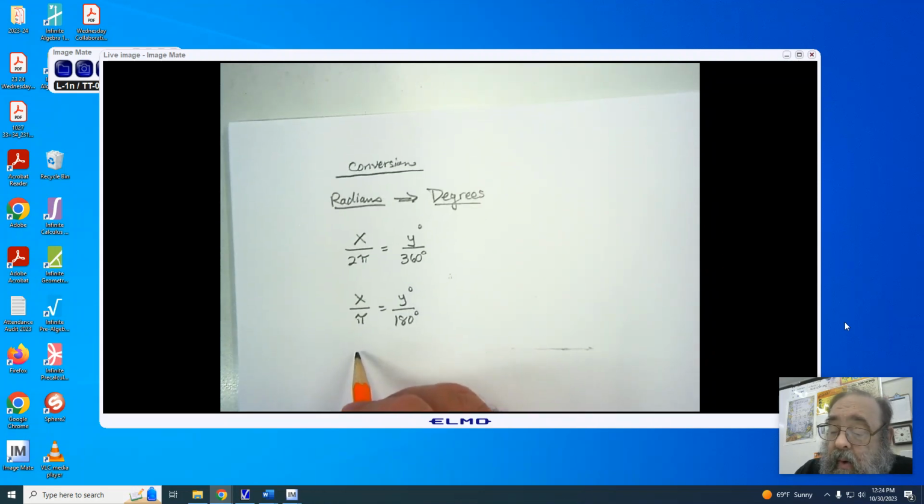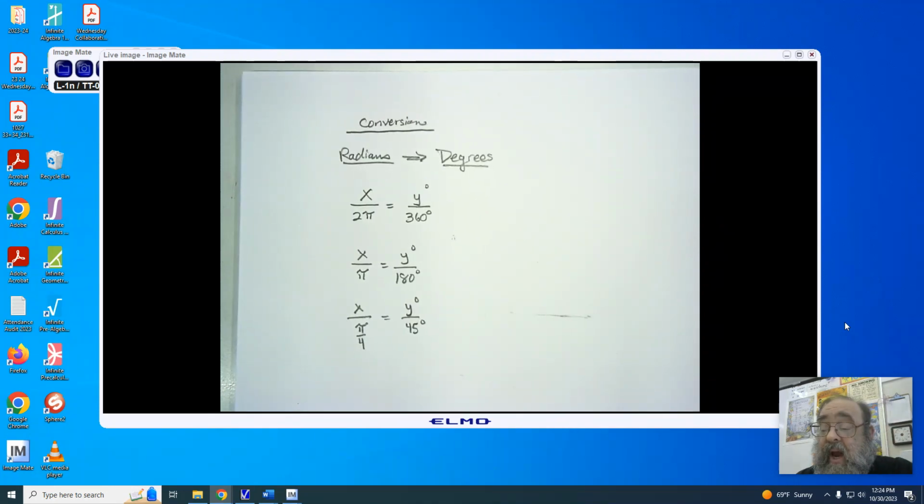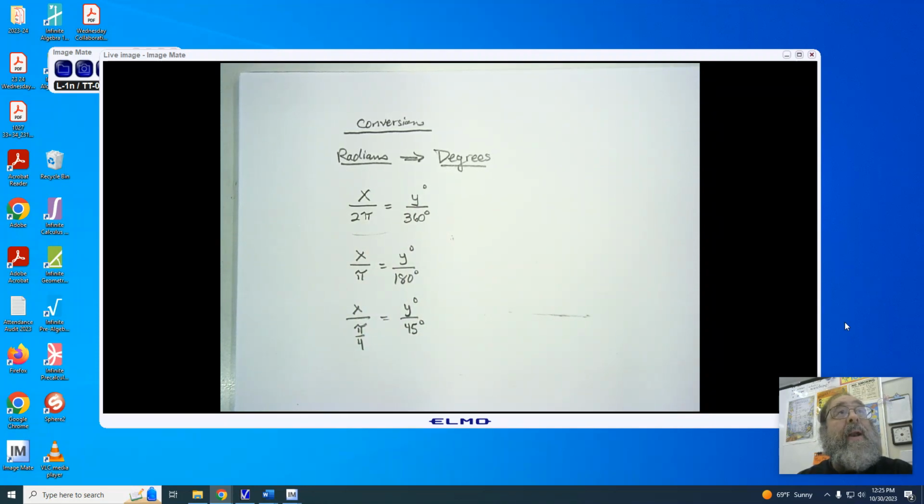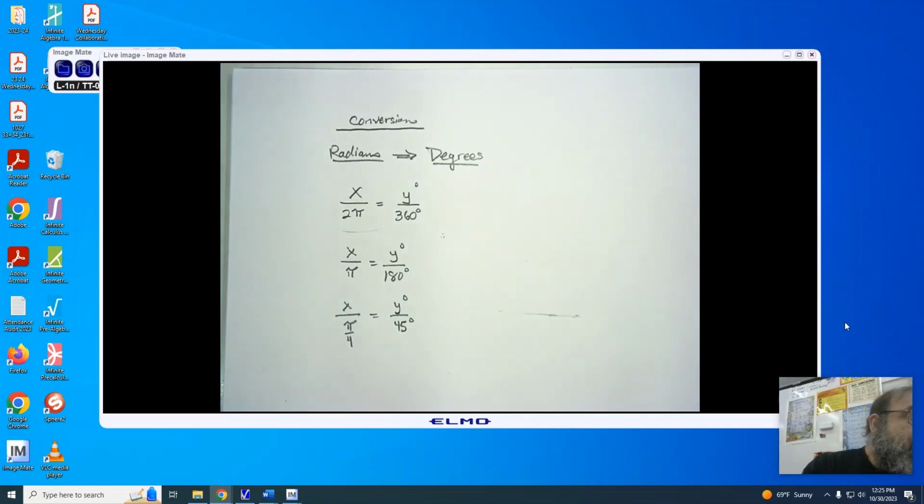Or perhaps I want to do x over pi over 4, and I'm going to go y divided by 45 degrees. So it's entirely up to me what ratio I want to work with. But it is the ratio that will allow me to convert from my radians into degrees.